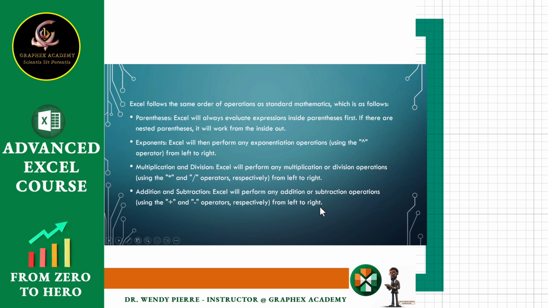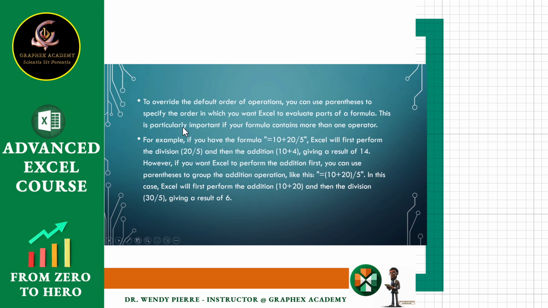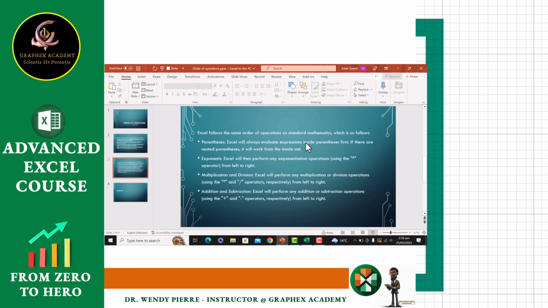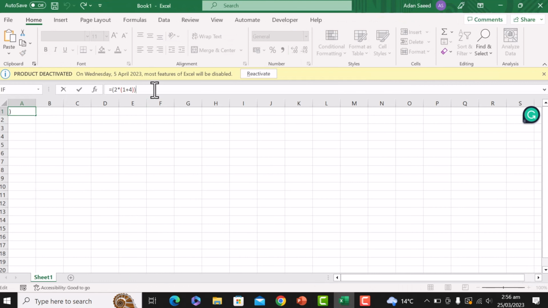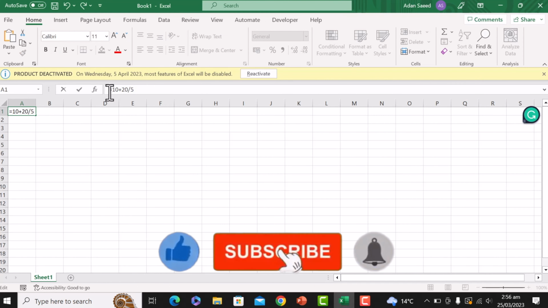This is to override the default order of operation. You can use parentheses to specify the order in which you want Excel to evaluate the parts of the formula. This is particularly important if your formula contains more than one operator. So here we have an example. For example, we have this formula. We will first write this formula in Excel. I'm copying it. Okay, so we have this formula and we are not using the parenthesis here.